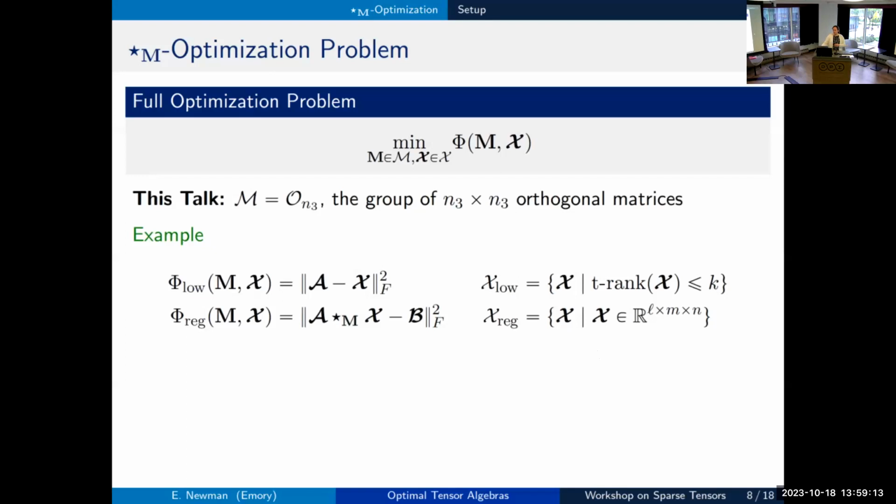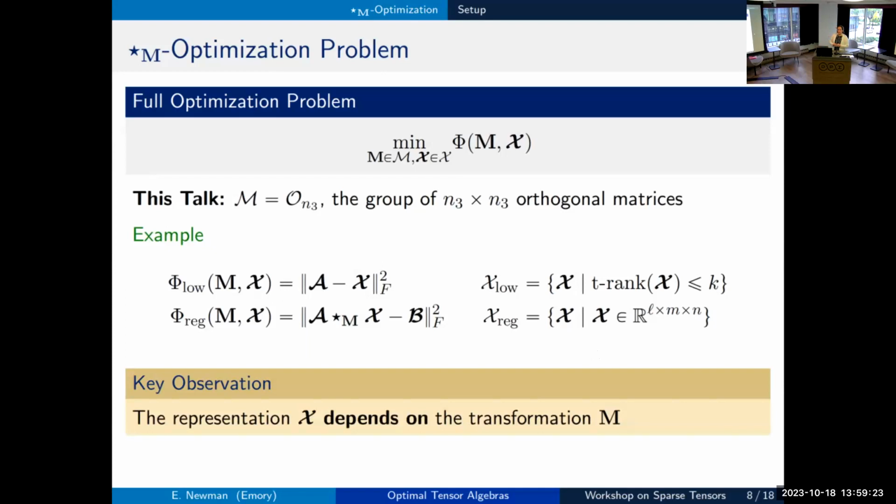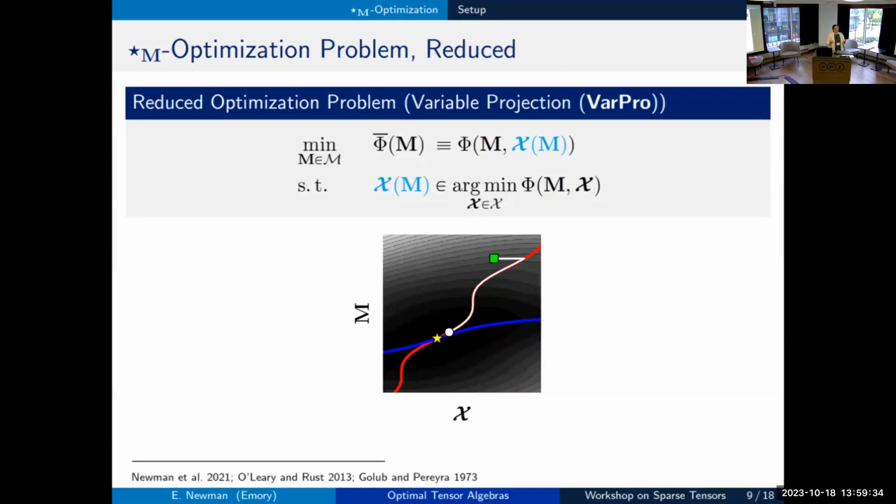Now the key point here that's a little hidden, but I think I'll convince you on the next slide, is that the representation that we get depends on this transformation. So we want to exploit this in our optimization problem. Instead of solving this full optimization problem, we're going to solve a reduced optimization problem using variable projection, or VARPRO. What this does is split our optimization into two parts. We have an inner part that finds the best representation X for a fixed M, so we're thinking of X as a function of M. And we have an outer part with a reduced objective function phi bar of M that's now only a function of M. So we've projected out that variable X. That's why it's called variable projection. Visually, you can think about optimizing over a line here. Instead of having two variables, we eliminate one of them. This red line is, given an M, the best choice of X, and we're just following that line down to the optimum.